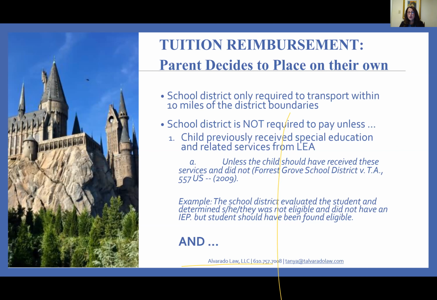And in Forest Grove, the Supreme Court, it was exactly that situation. The district had evaluated the student. They said, you don't qualify for services. The parent says, yes, my child does qualify for services. And they found a private school for the child. So the school district said, well, you never received an IEP, so you're not entitled to tuition reimbursement. The Supreme Court said, not necessarily. That child was evaluated by the district and was later found to be eligible by an independent evaluator. So this child later became identified.